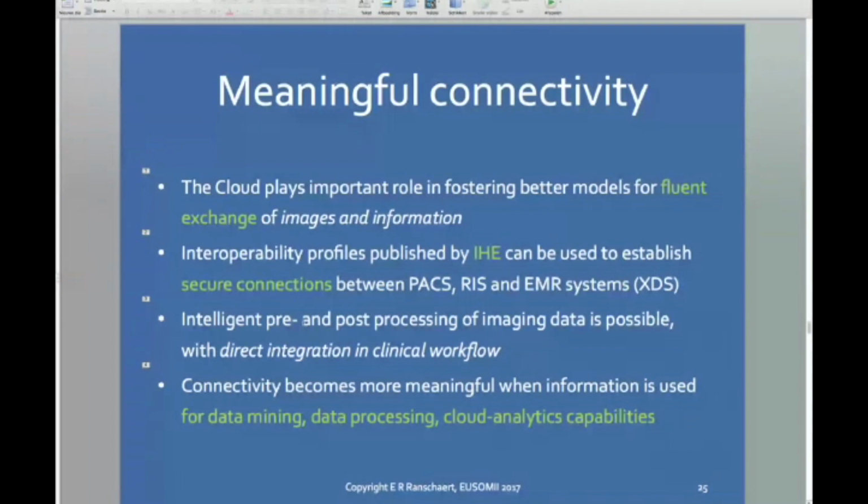By using the cloud, there's also a possibility to do intelligent pre- and post-processing of images, and this can be directly integrated in the clinical workflow. There's no separate workstation needed for doing this. The connectivity also becomes more meaningful when the information is used for data mining, for example, when data can be processed in a database, when these databases are accessible for research. So the more information we can exchange, the better.